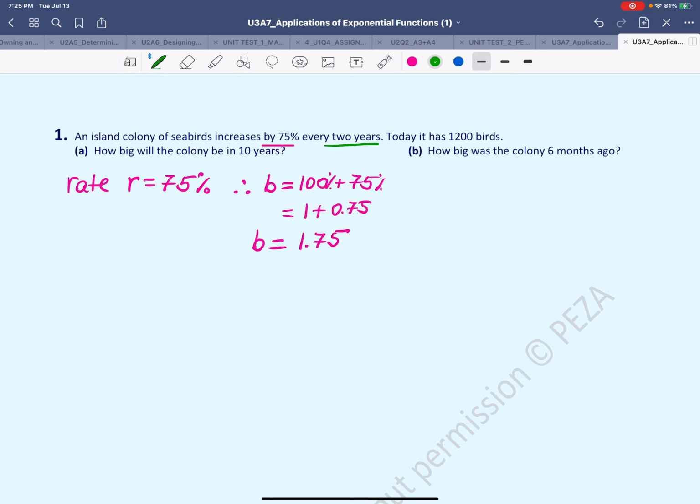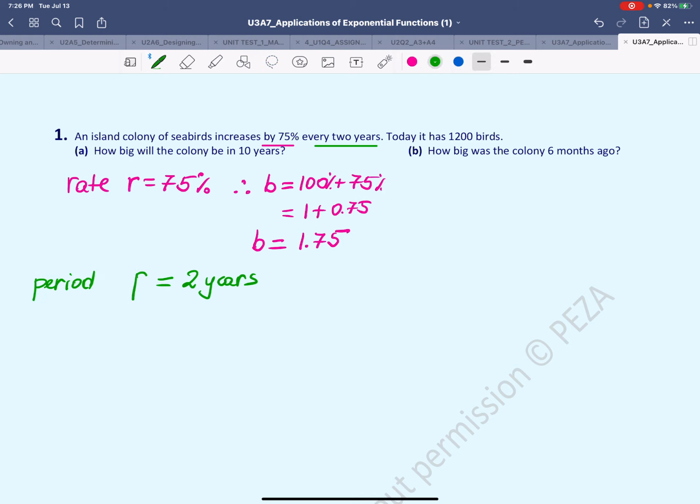Next, we have every 2 years. So always pay attention to the numbers given in the problem. Every 2 years means that every 2 years the population will increase by this amount. And whenever you see the word every in a problem, then we will think of the number or the time length after the word every as the period, because that's the period of time for a population to experience one growth by the indicated amount. So the period will be 2 years. And period is indicated by letter P.